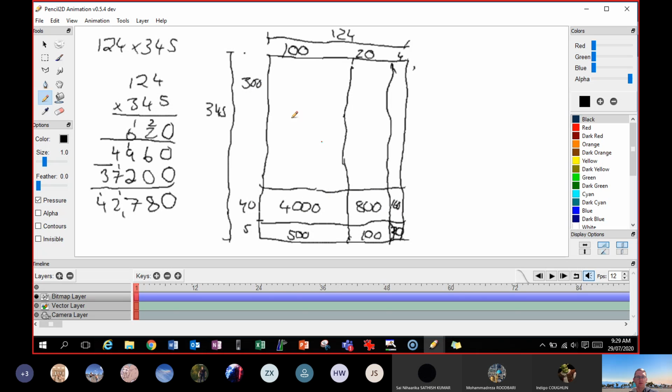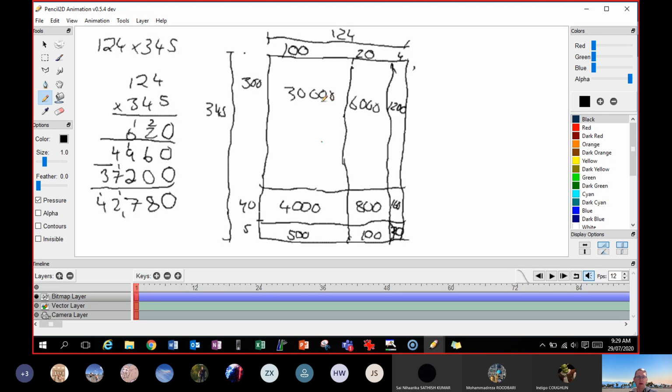Then you do this last section. 300 by 4 is going to be 1,200. 300 by 20, or 3 by 2 is 6. And add all the zeros. I've got 3 of them, 6,000. 3 by 1 is 3, and add the 4 zeros. It's going to be 30,000.